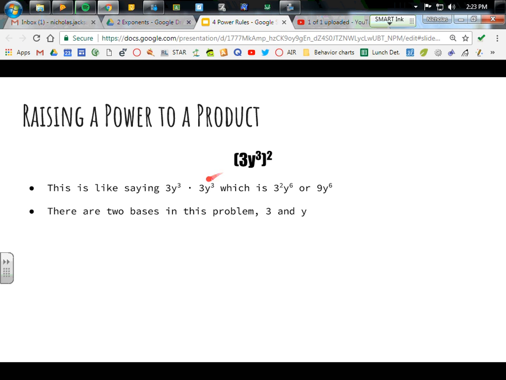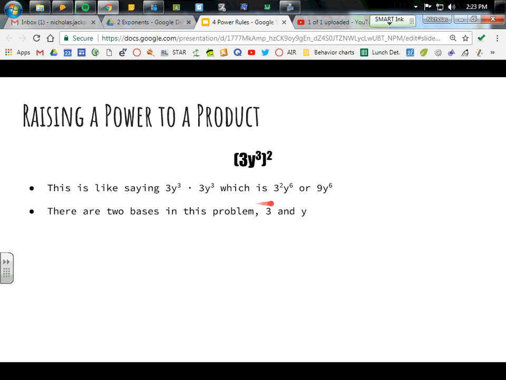So this means 3y cubed times 3y cubed, which is like saying 3 times 3 times y by itself 6 times, or 3 squared y to the 6th, or 9 y to the 6th.